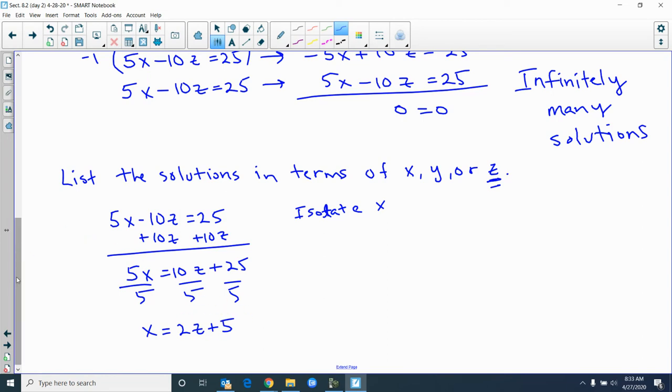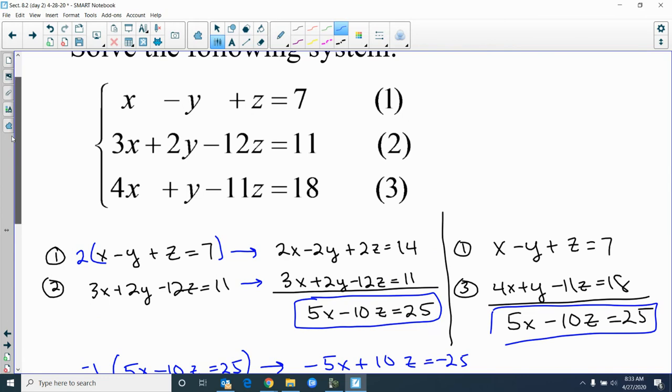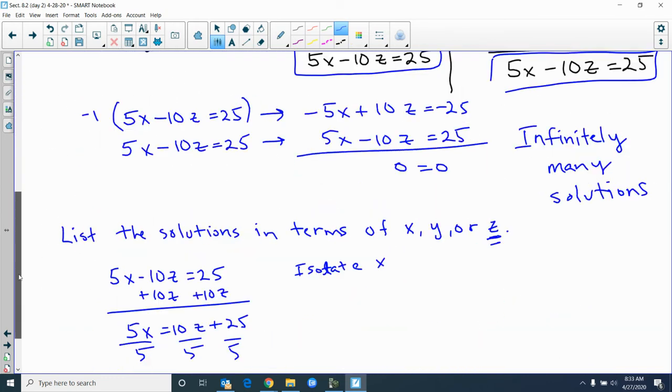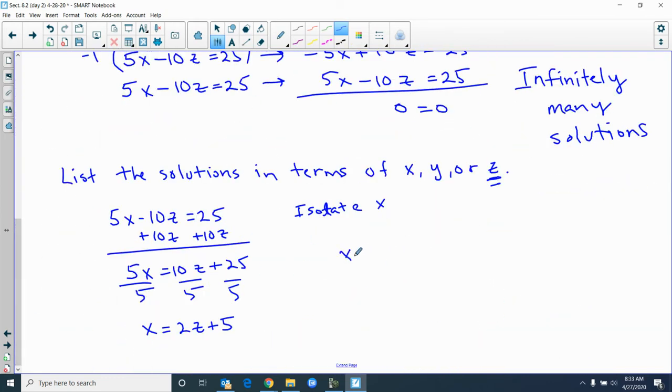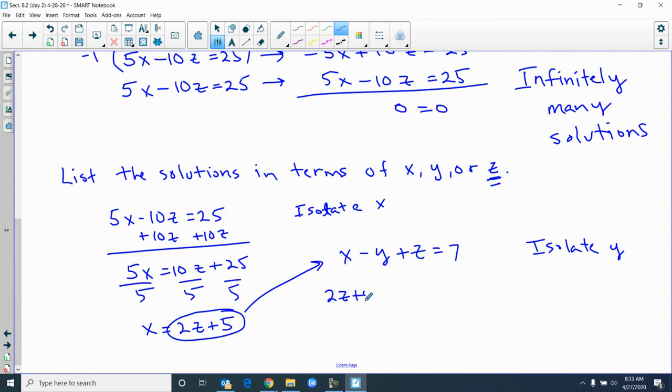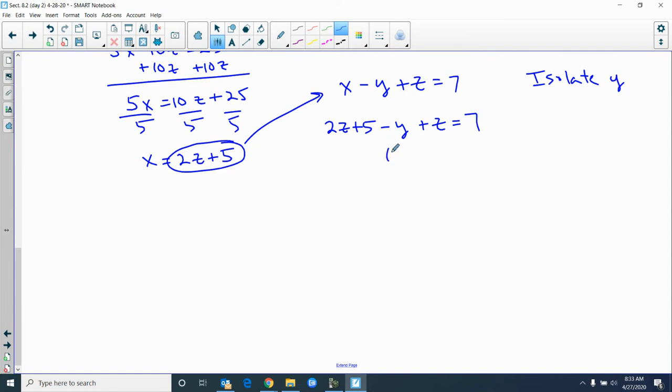So x is going to be represented by this. All right, now I need to represent y in terms of z. So go back to one of your original equations. Let me do x minus y plus z equals 7. And now I'm going to isolate the y. So take x equals 2z plus 5 and plug that in for x. So take x out. Put in 2z plus 5 minus y plus z equals 7. I'm going to move this y to this side.